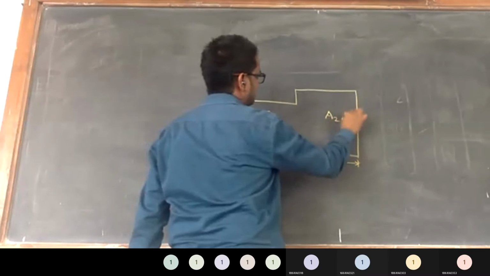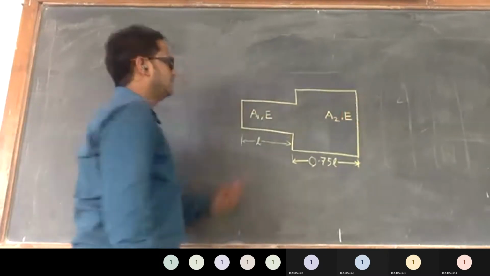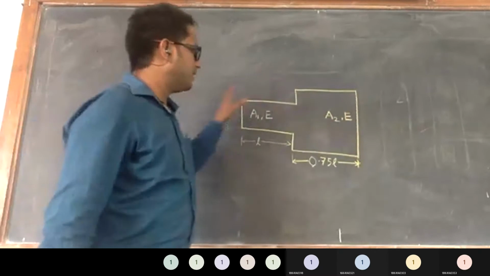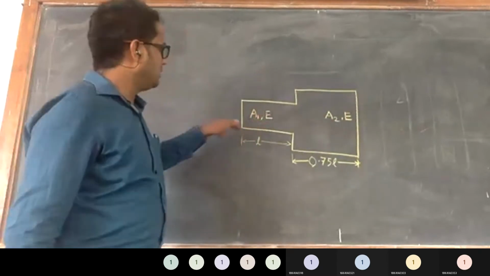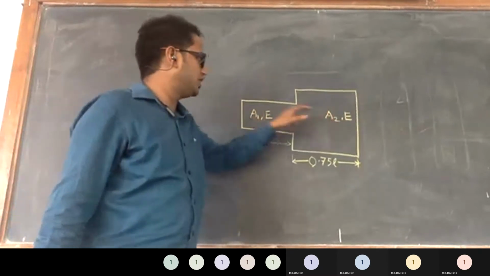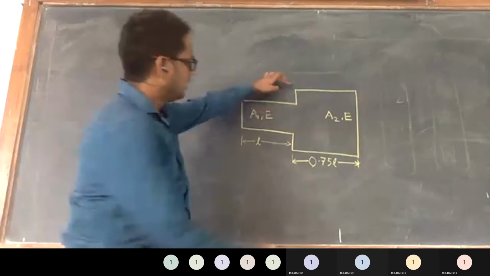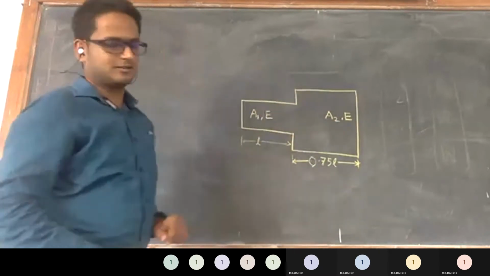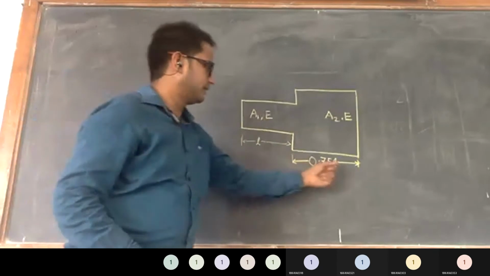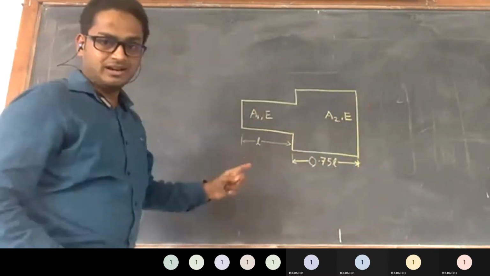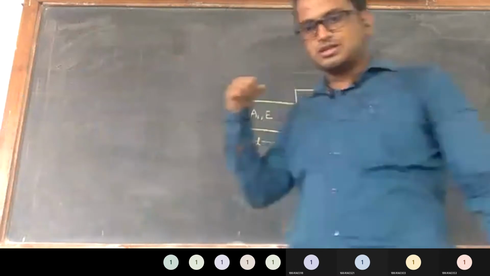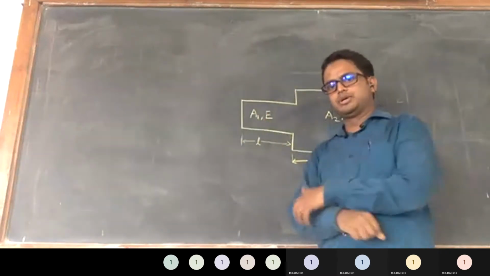Capital E, modulus of elasticity is the same. It means it is made of the same material. The only thing changing is the cross-sectional area. Here it is smaller, and here the cross-sectional area has increased. Length is different. Here, the K value is not given directly. In such a situation, you tell me what you will do.